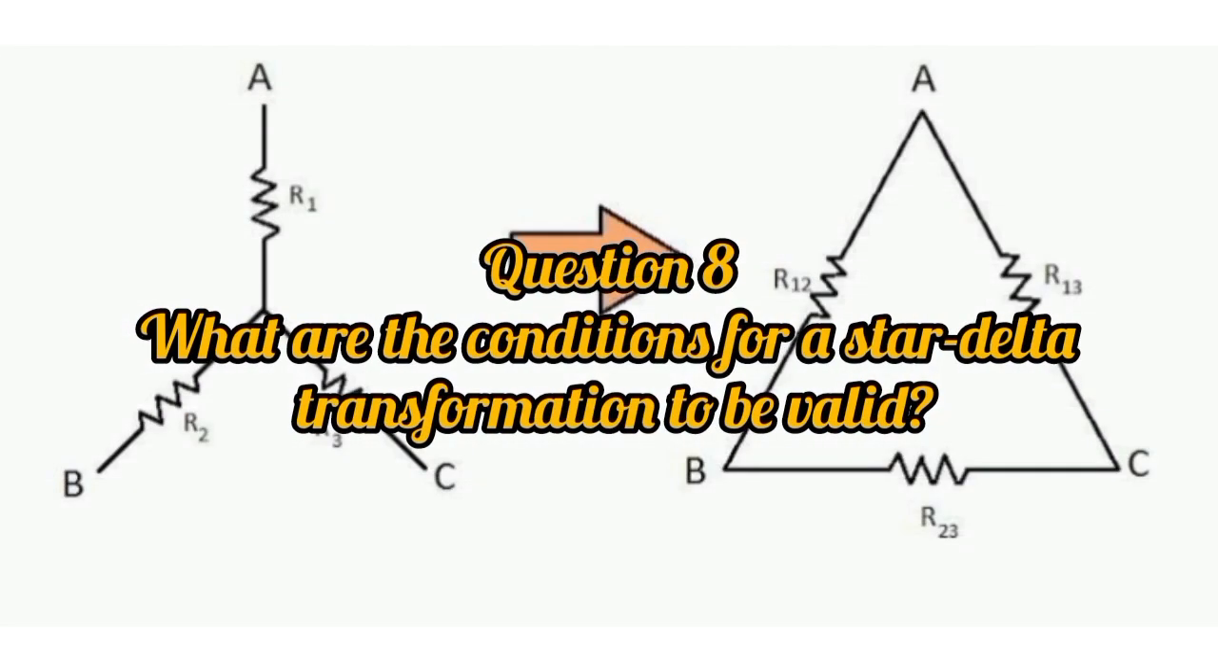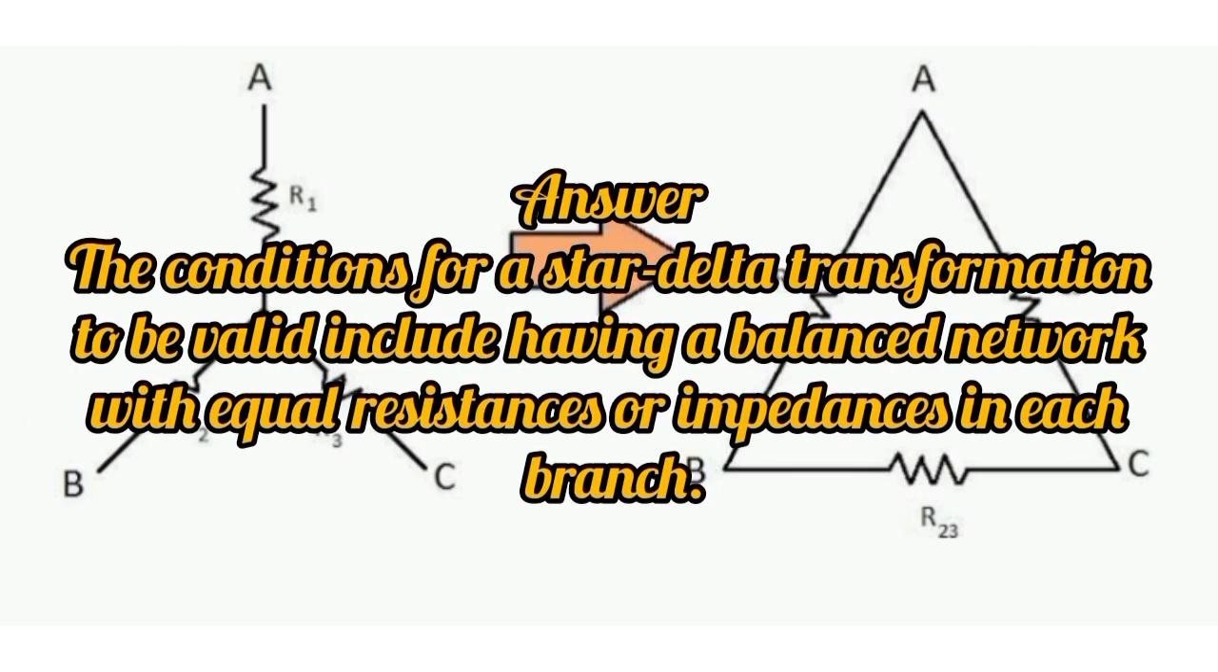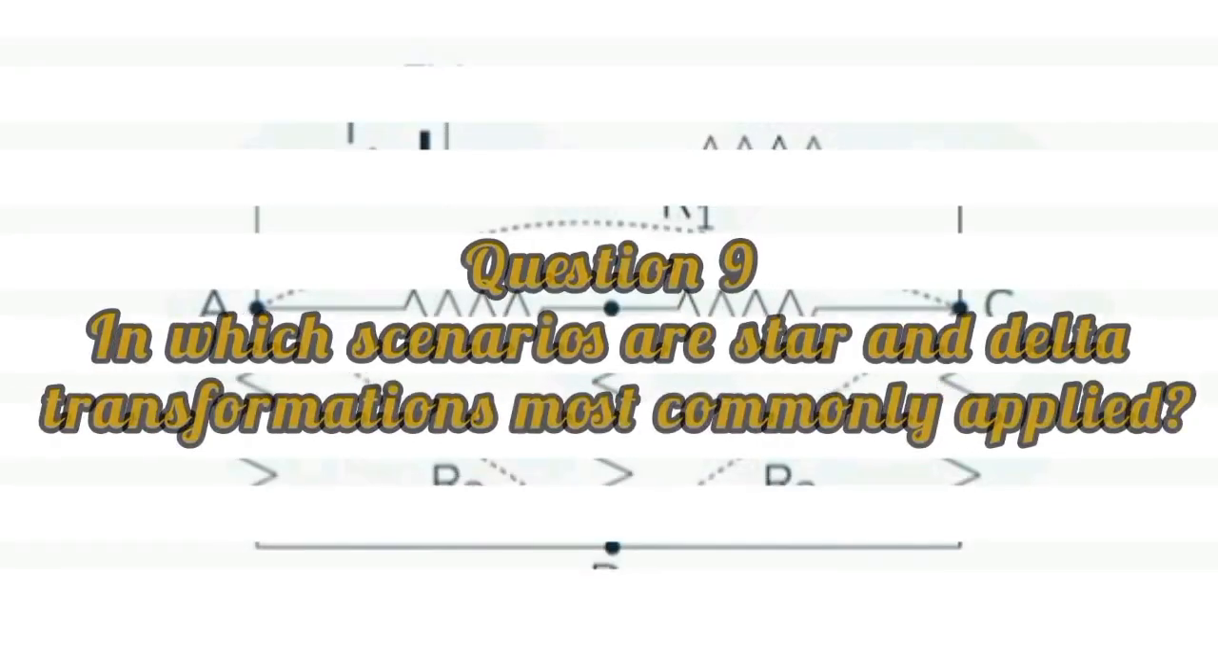Question 8. What are the conditions for a star-delta transformation to be valid? Answer. The conditions for a star-delta transformation to be valid include having a balanced network with equal resistances or impedances in each branch.